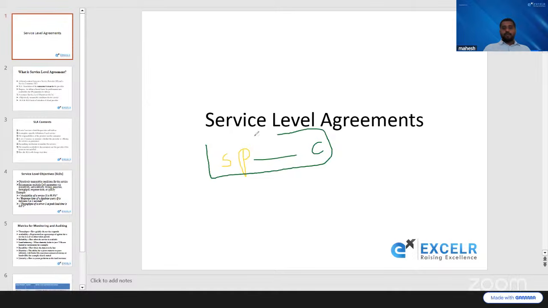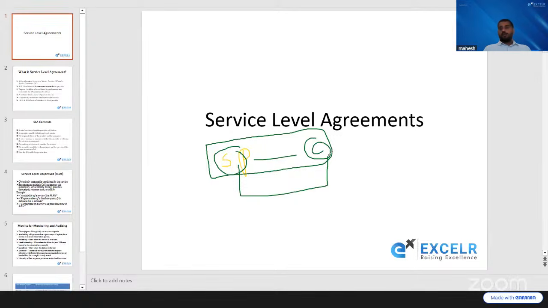So, what is the importance of these particular things? We will have the service provider and the customer, and both are trying to communicate with each other. The service provider is completely responsible for managing the services which are requested by the customer as well.